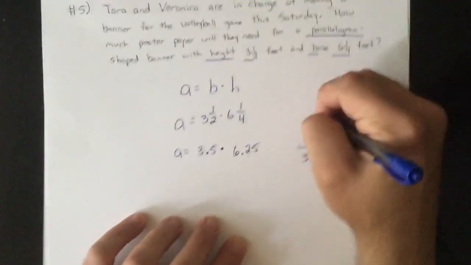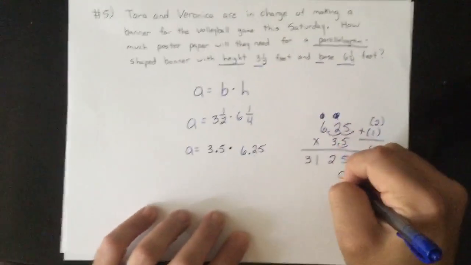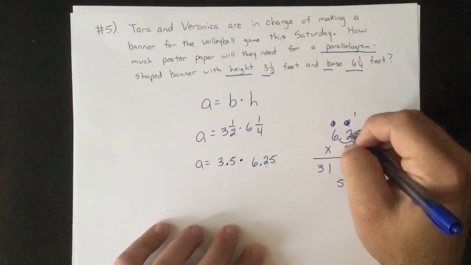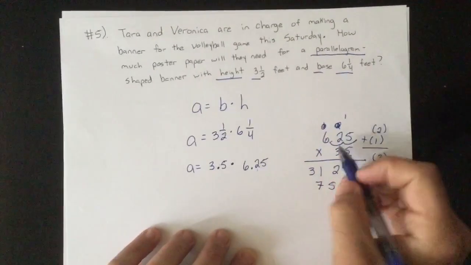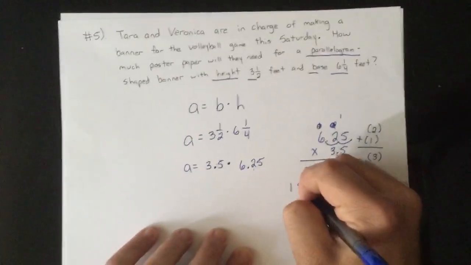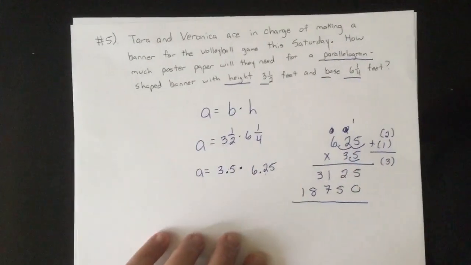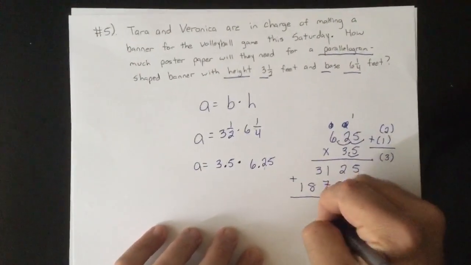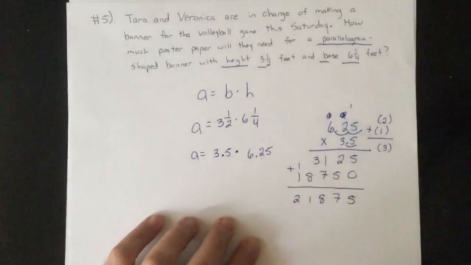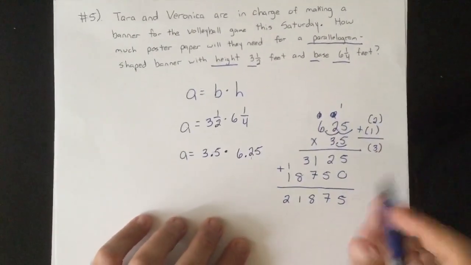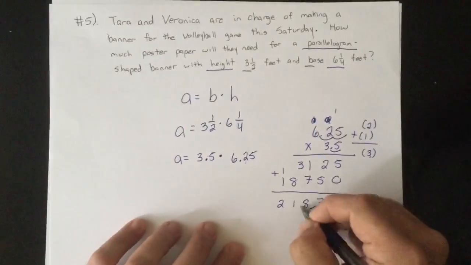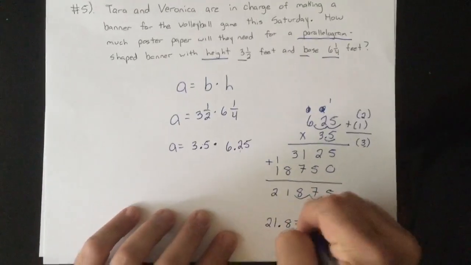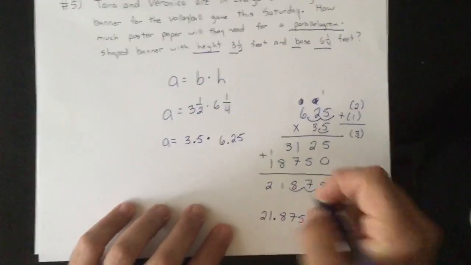Second row, add a 0. 3 times 5 is 15. 3 times 2 is 6, plus 1 is 7. 3 times 6 is 18. Add straight down. And then don't forget, move your decimal back 3 times. 1, 2, 3. So you should have gotten 21.875 feet squared.